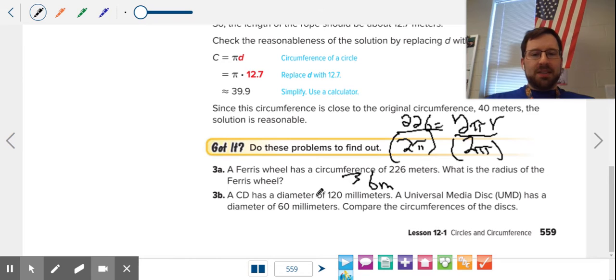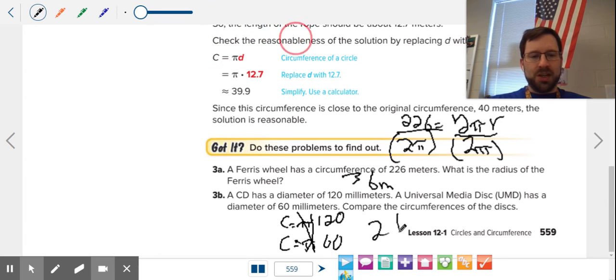So we have a CD that has a diameter of 120 millimeters. The universal disc has a diameter of 60 millimeters. Compare the circumferences. So one is pi times 120. The other is pi times 60. They both have pi, so they cancel. What's the relationship between their circumferences? This one is 2 times the other. So the CD is 2 times greater than the UMD.